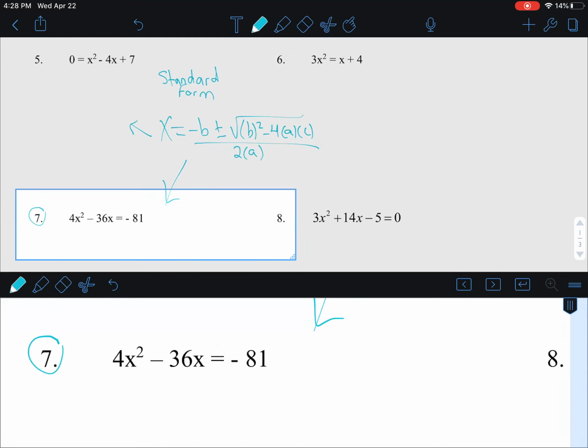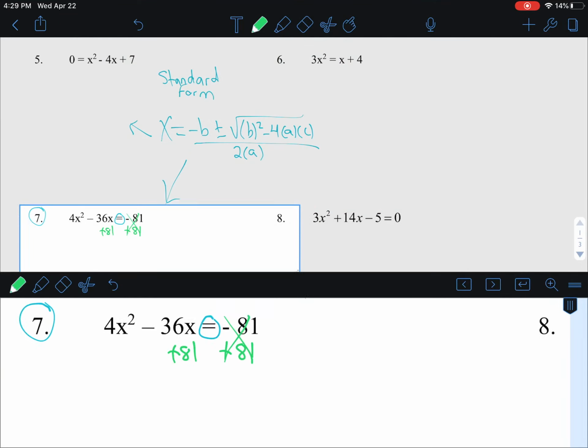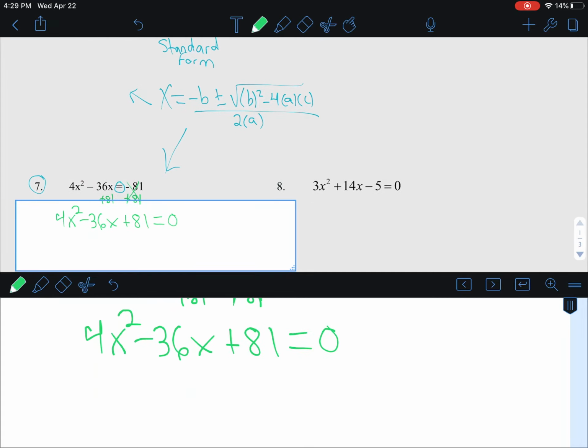So again, quadratic formula for 5 and for 7 technically too. I'm going to do 7 with you real quick because, again, a, b, and c are not on the same side of the equal sign. So in order for you to do the quadratic formula, you have to make sure you move everything to the left or right side. So in this case, it would be 4x squared minus 36x plus 81 equals 0. So my a here is 4, my b here is negative 36, and my c here is 81.